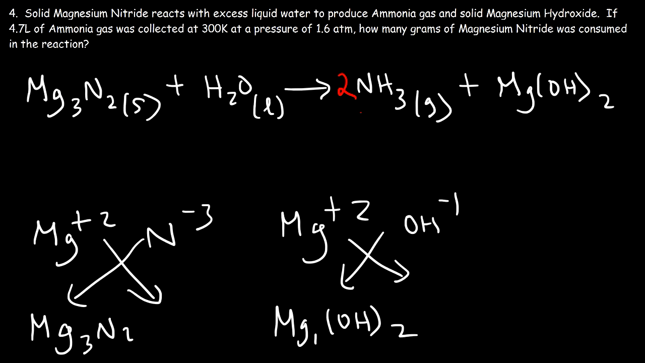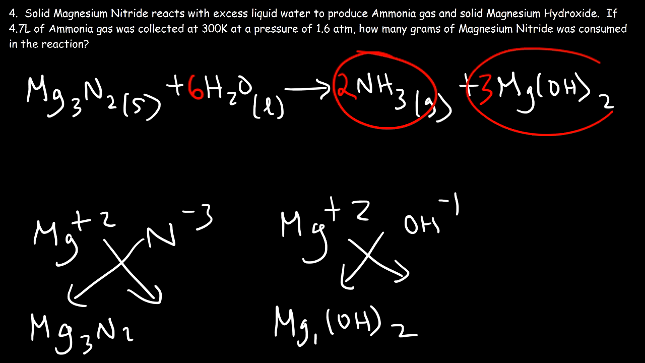So we got to put a 2 in front of NH3. Now we have 3 magnesium atoms on the left, which would imply that we need a 3 in front of Mg(OH)2. So now notice that we have 6 oxygen atoms. So that implies we need a 6 in front of H2O. And we have a total of 12 hydrogen atoms now. 6 times 2 is 12 on the left, 2 times 3 is 6, and 3 times 2 is 6. So that works out. So everything is balanced at this point.